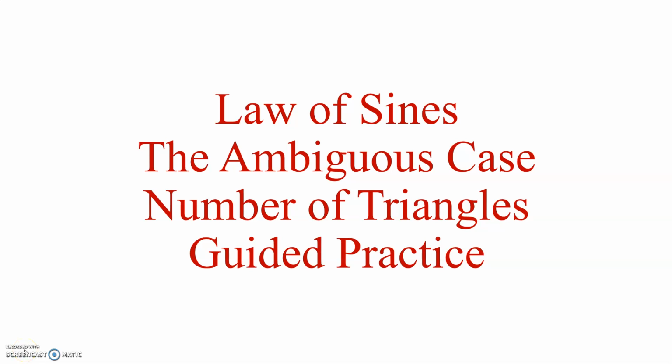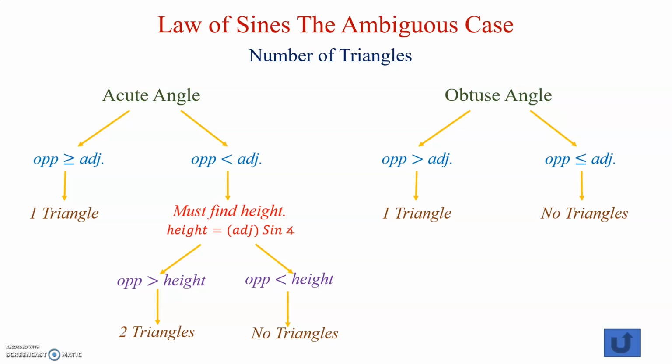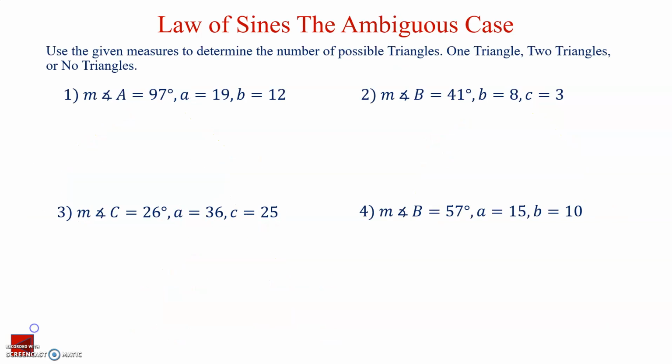All right, we'll do a few practice problems with the ambiguous case, just determining the number of triangles. Again, this will be the resource that we use to determine the number of triangles. Whether it's an acute angle versus an obtuse angle, we'll just follow the flow chart. So here are the problems we'll look at.